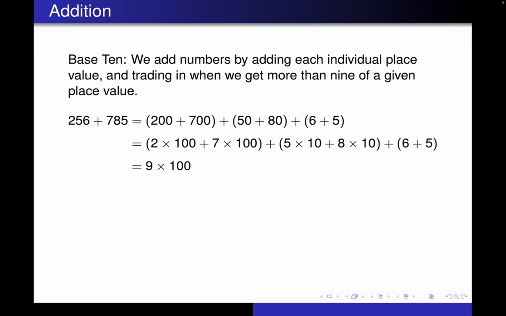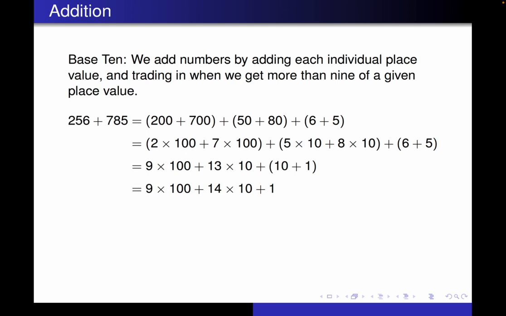So we can combine the hundreds into 9 hundreds. We can combine the tens into 13 tens. And when we look at that 6 plus 5, it's convenient to think of that as 10 plus 1 unit. That enables us to see that we have 1 unit left over, and then we can take that 10 that's left over and combine it with the 13 tens next to it. That gives us 14 tens.